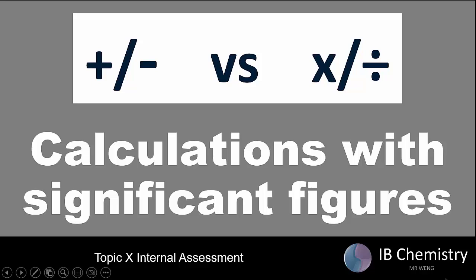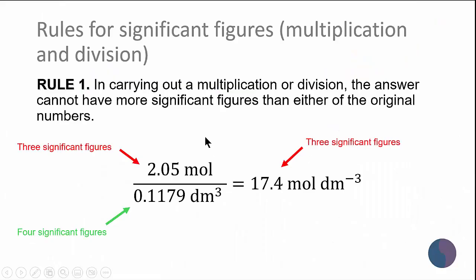Now that you know how to work out significant figures, particularly with the zeros, we can move on to work out how many sig figs are in our calculations. So it's plus, minus, and times, divide. We'll do times, divide first. It's a little bit easier, I think.